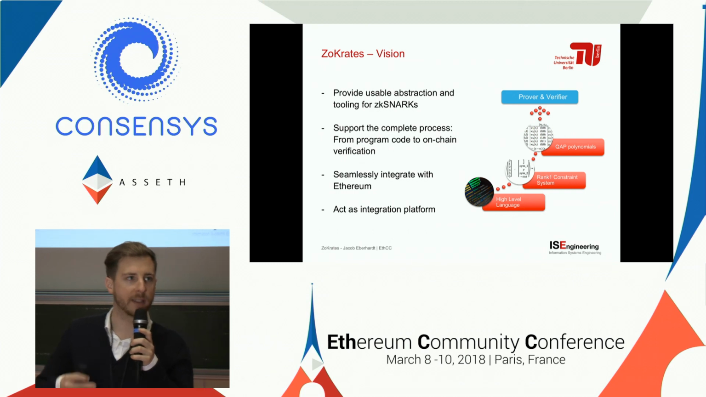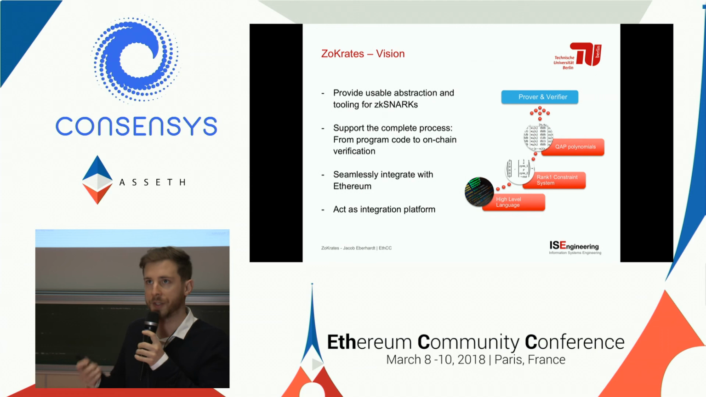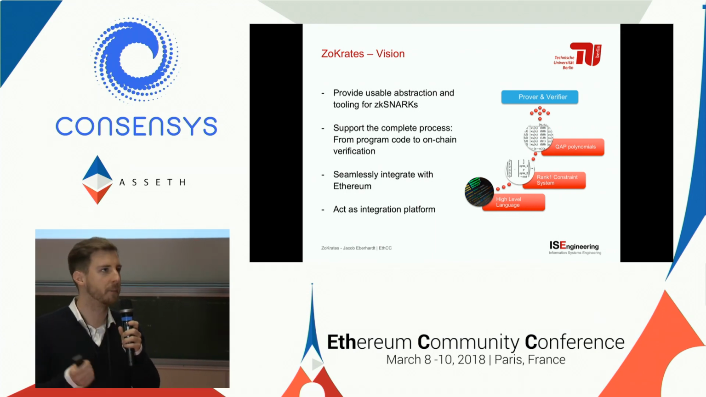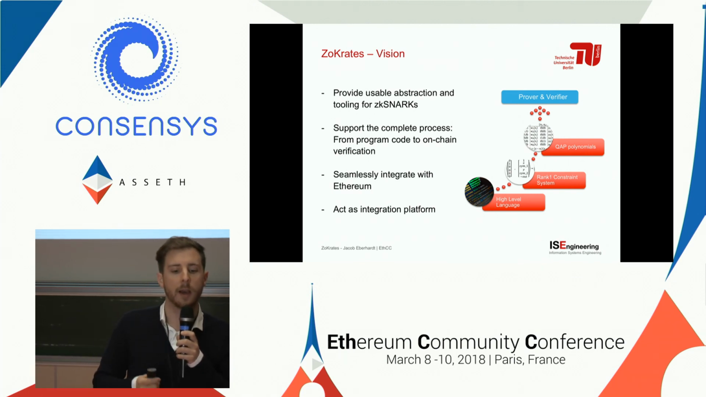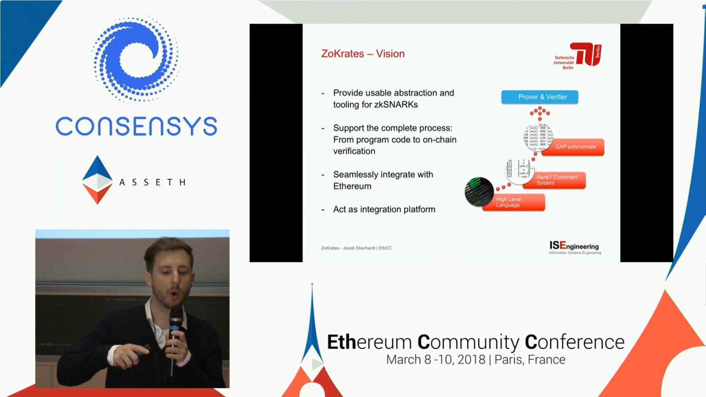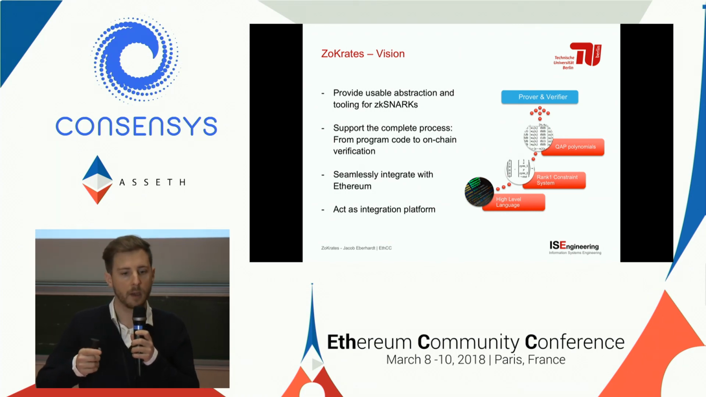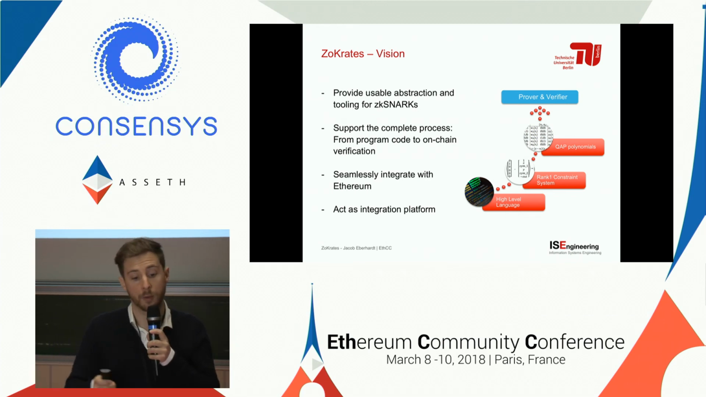So the tool has the vision to provide usable abstraction and tooling for zk-SNARK so that it can be used on the blockchain more conveniently than specifying rank 1 constraint systems, understanding proof systems in depth, and writing your own verification contracts in Ethereum or whatever, because that's quite tough to do. It's supposed to support the complete process. That means program code is specified, and then it goes all the way until the proof regarding that program code can be verified on the blockchain.